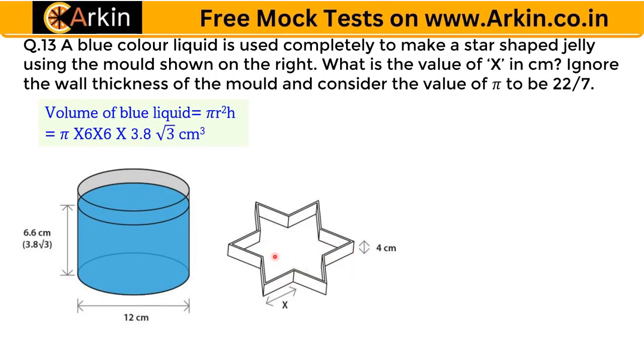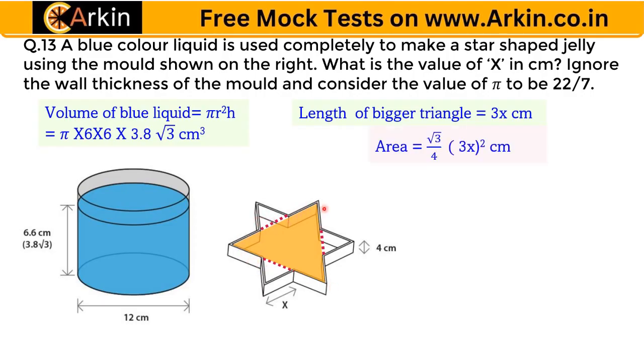Now to find out the volume of this star-shaped mold, first find out the area of this star. So this can be divided into two parts like this. First, this is an equilateral triangle. So if this is x, this is x, x, this is an equilateral triangle with side 3x. So the area of this will be root 3 by 4, 3x whole square.